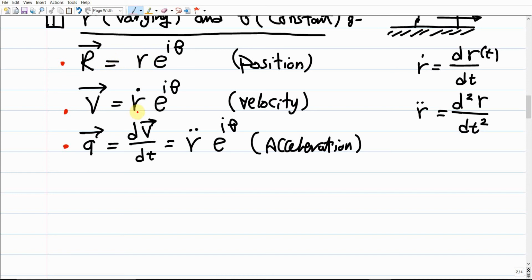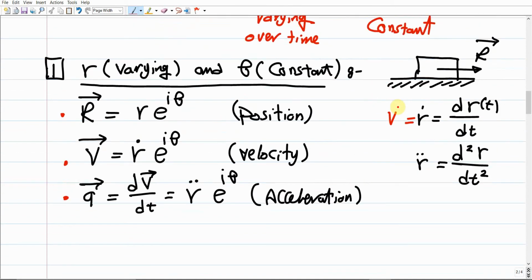How about r dot? R dot corresponds to v, the linear velocity of the slider. This is the sliding velocity of the slider over the ground or over the surface. So this is the magnitude of the velocity, and theta is the direction of this velocity.